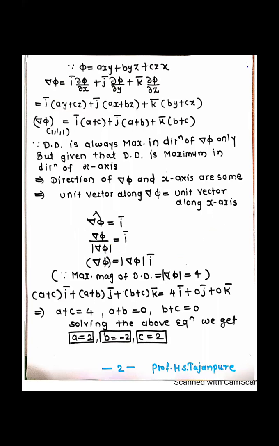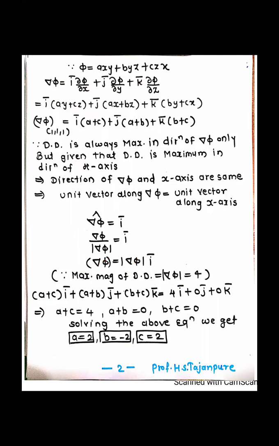Then the maximum magnitude of dd is given. I explained this at the start. It is already given that the magnitude of del phi is equal to 4, so we'll substitute that value here. Also, we now have the value of del phi, so let us substitute that here. Then the magnitude of del phi, that is 4, I have substituted here.